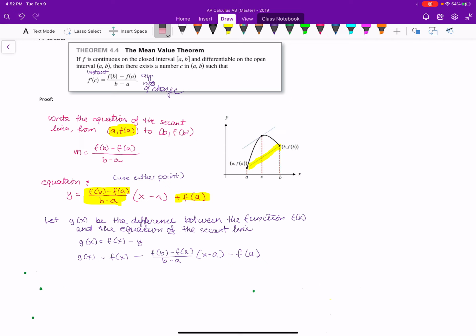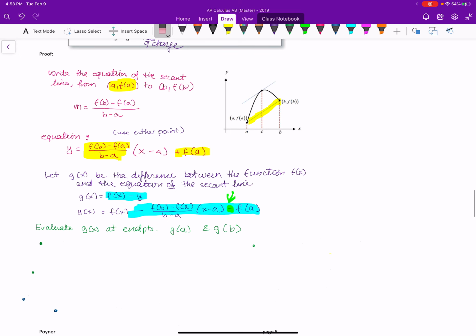So g of x is then equal to f of x minus y. So I just substituted in the equation for the line here, and you just have to be really careful. You've got to distribute the negative. So it ends up with a negative down here on the end, right? So by distributing the negative. Once I've done that, then I'm going to evaluate g of x at the endpoints for a and for b. So I'm going to substitute in and find g of a, and I'm going to find g of b.